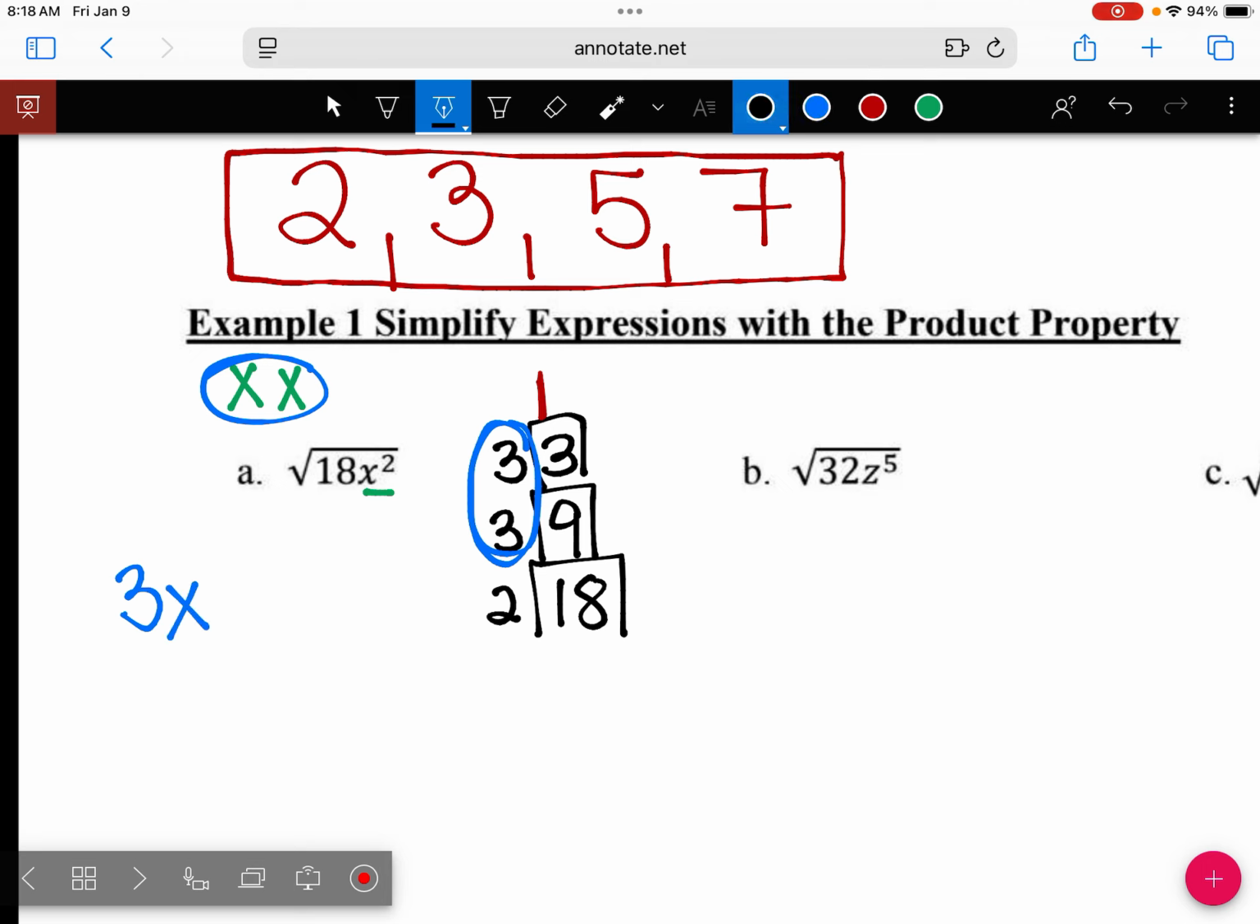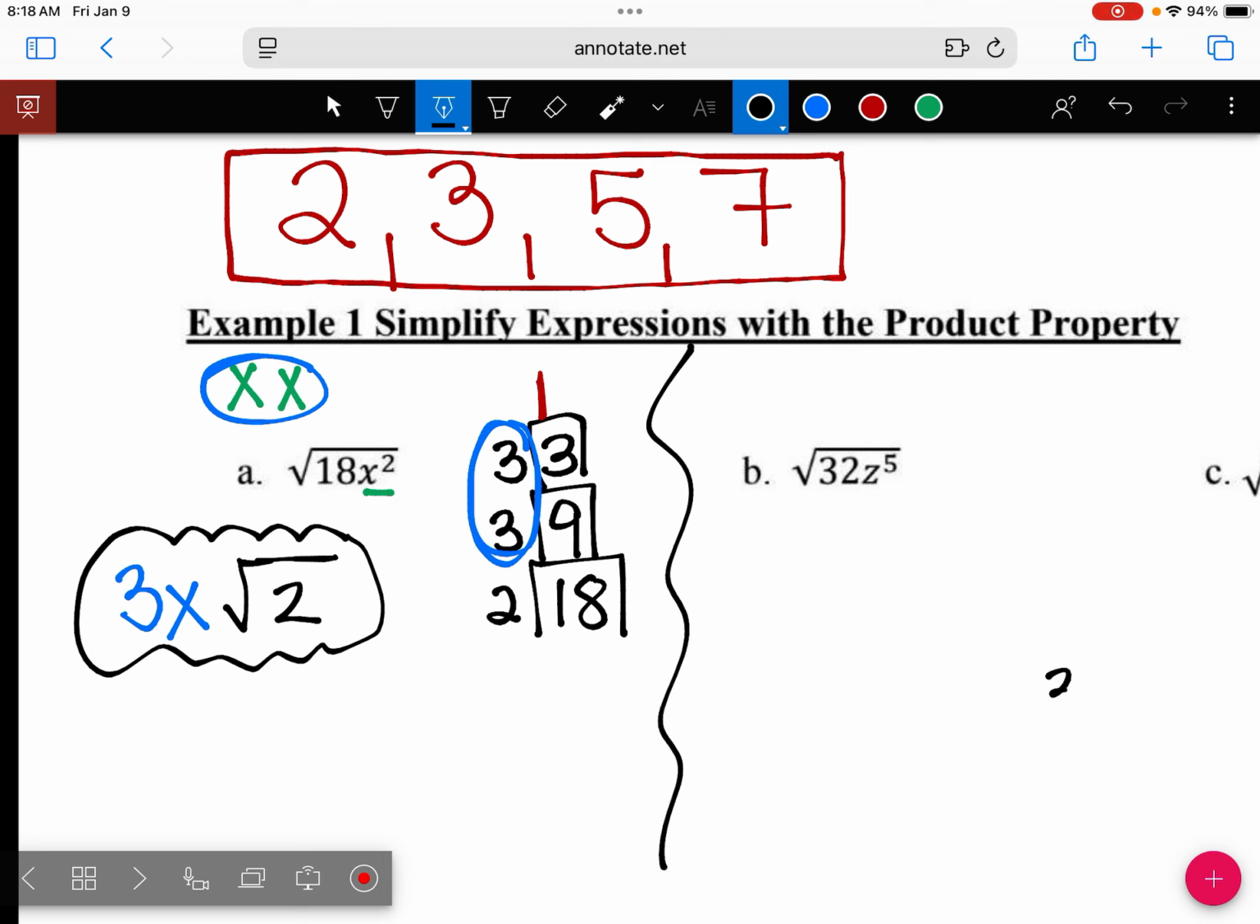And when you make your hood, the only thing that stays is what did not have a partner. And what's the only thing that was left out? A 2. This is my answer. All right, let's go to question B.